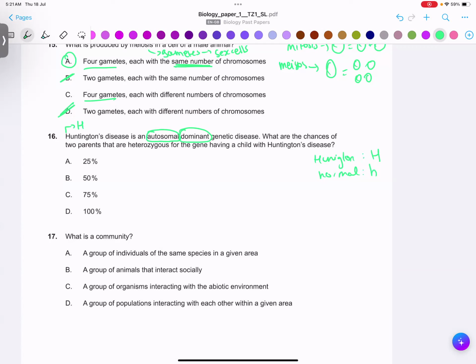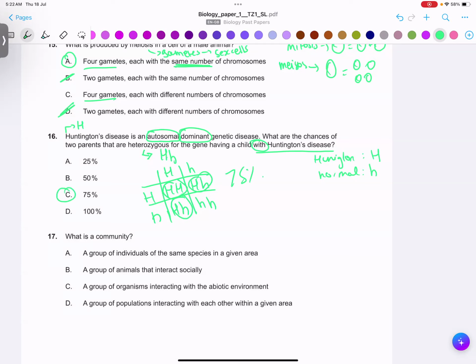Okay. So heterozygous, their genotype will be Hh, right? So we're going to draw our Punnett square. We have Hh and Hh. So, what are the chances of two parents having a child with Huntington's? Keeping in mind the wording is very tricky, and it's dominant. So, the percentage is 75%. That's it. So, this is 25, this is 25, this is 25. So, these make 75%.